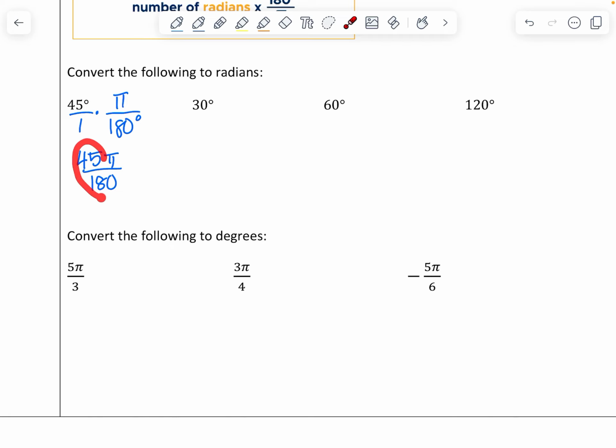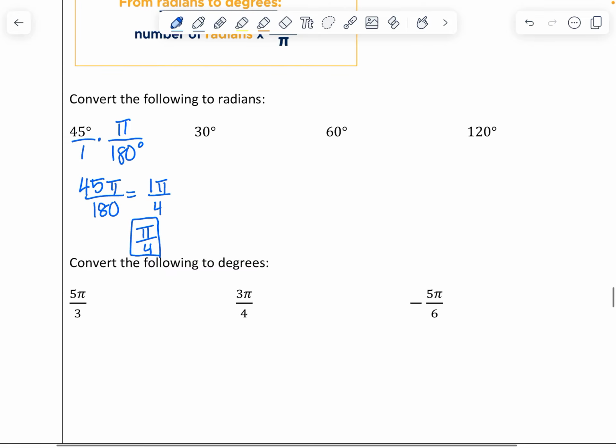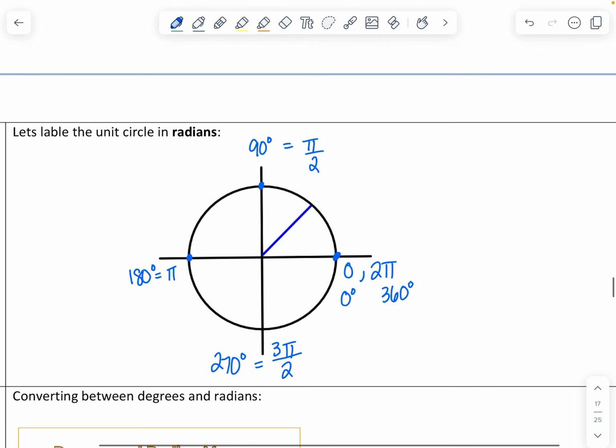Now 45 fits into 180 4 times. So this is the same as 1 pi over 4 if we simplify by 45. Or we just write that as pi over 4. So 45 degrees is pi over 4. And that makes sense if you think about it on your unit circle, because 45 degrees is halfway between 0 and 90. And so halfway between 0 and pi over 2 would be pi over 4. So that'd be 45 degrees.